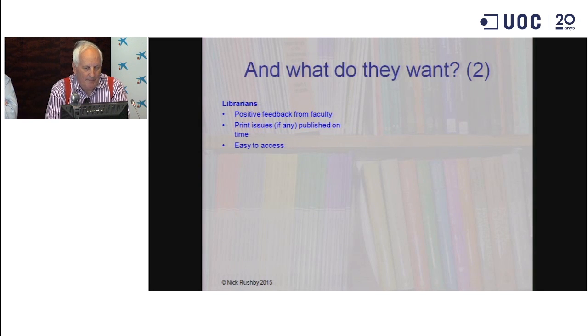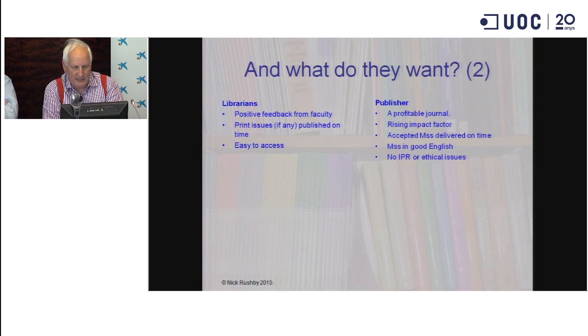Librarians, they're an important set of customers because they're the people who decide whether the institution will take that journal. So they're looking to faculty for recommendations. They want, curiously, things to be published on time. If they're expecting an issue of the journal, even if it's an online journal, they would like it to appear on time. And they want things to be easy to access.